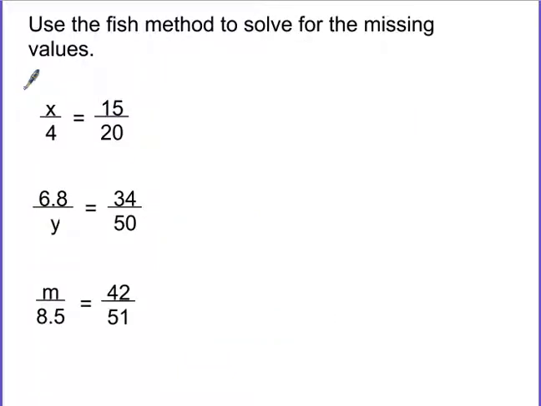Next, we're going to use the fish method to solve for the missing values. We've already used the fish method, right? All we're doing is setting up proportions and finding the missing value. Remember how the fish method works? Where do I start? Opposite of the variable. Find the variable. There it is. Start with the number that's closest to it. 4 is closest to it. 4 times 15 divided by 20 equals x.